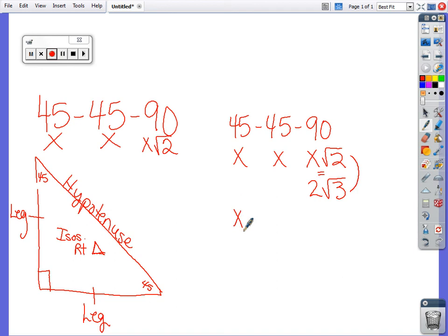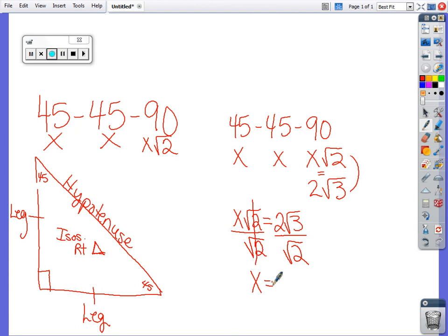So I know that x times the square root of 2 is equal to whatever is in my hypotenuse spot. That is 2 square roots of 3. So I can set them equal to each other and solve for x. In order to solve for x, I have to divide by the square root of 2, and then x is by itself. So whatever I get on the right-hand side, that is my x value.